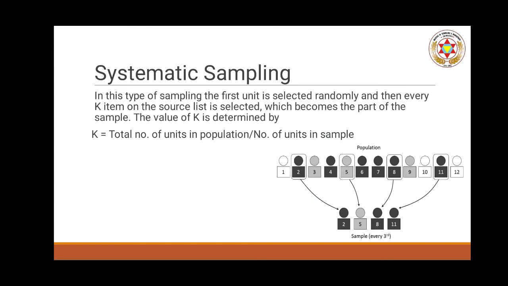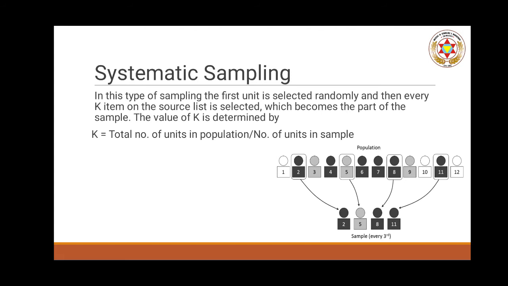Now the next method is systematic sampling. In systematic sampling also, the random sampling principle is used. But in this method, the selection of a unit depends on the selection of a preceding unit, in contrast to simple random sampling. That means a systematic way is used. The first unit is selected randomly, and then every kth item of the source list is selected and becomes part of the sample. The value of k is determined by the total number of units in the population divided by the number of units in the sample.